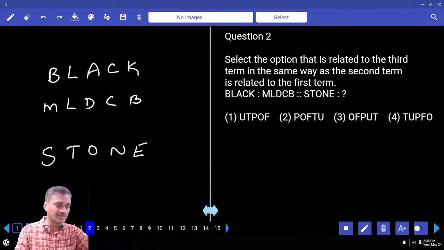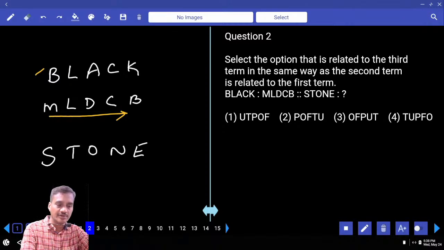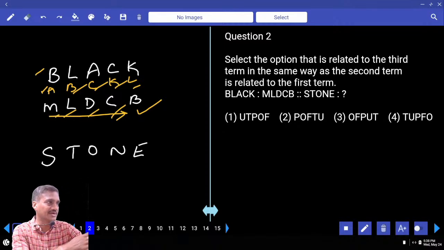Now if you observe here first, all the letters are in the descending order, isn't it? As they are in the descending order here, first we need to arrange all these letters in the ascending order: A, B, C, K, L. Now A's next letter is B, B's next letter is C, C plus 1, K plus 1, L plus 1. First all the letters are arranged in the alphabetical order. Then to each of these letters, the next letter is written.